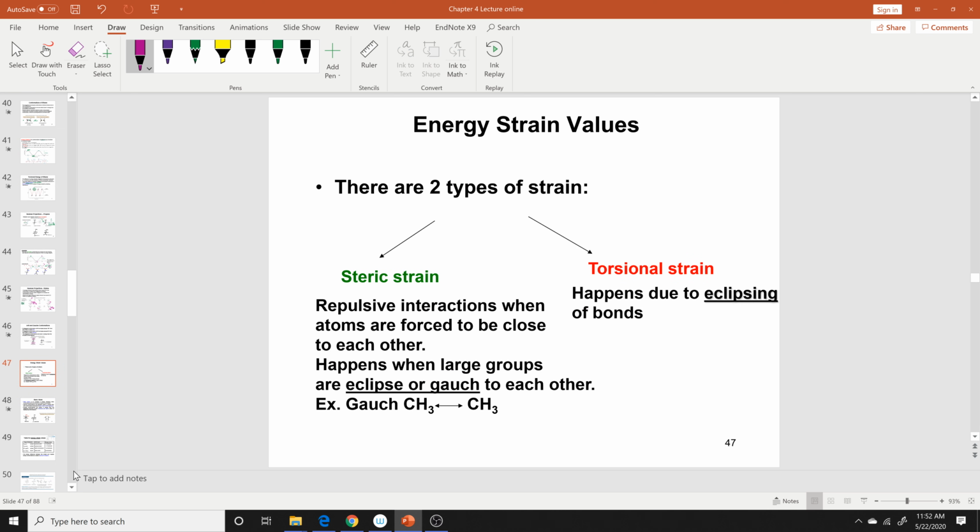The two types of strain that affect the energy of the structure are steric and torsional. Just to define these terms before plotting the energy diagram of butane: torsional strain happens whenever you have eclipsing of the bonds. Steric strain is whenever you have two large groups close to each other. They can be either eclipsing or they can be gauche. Then the type of strain is going to be a steric strain.